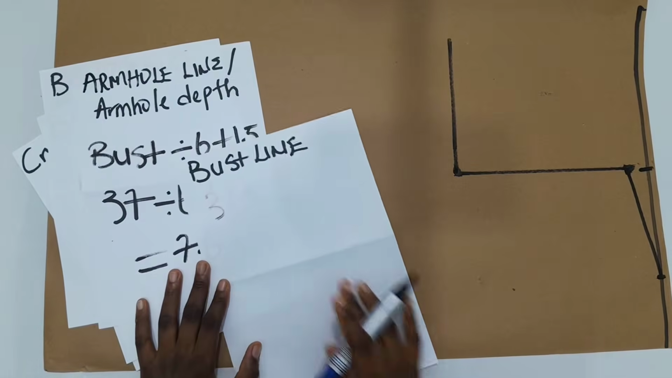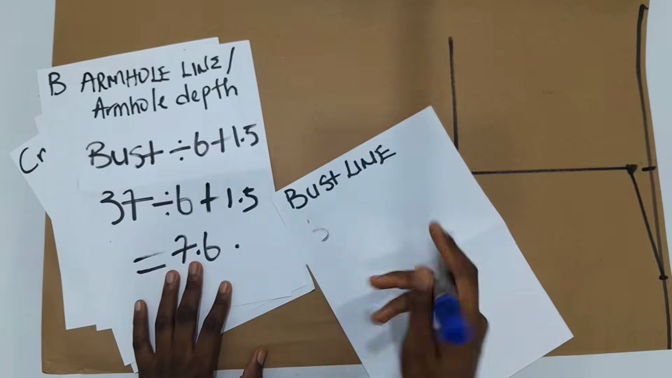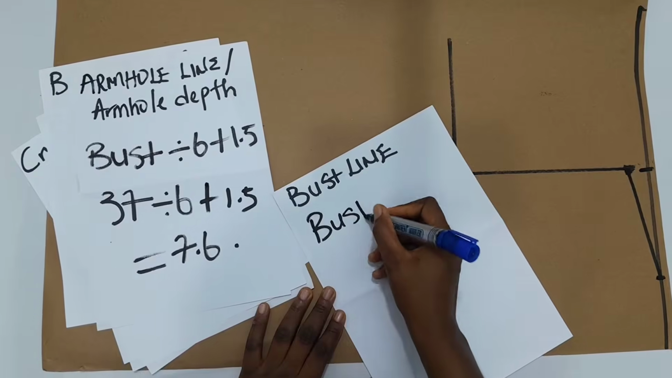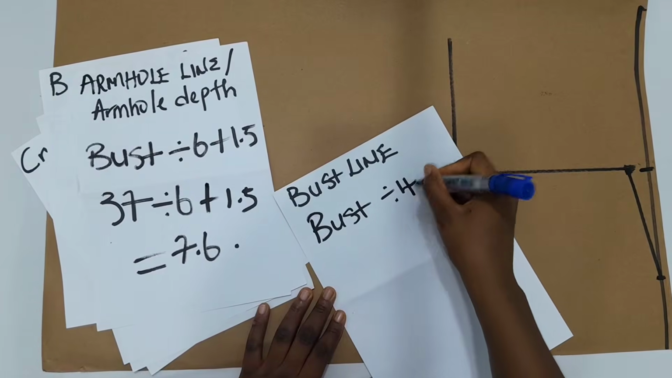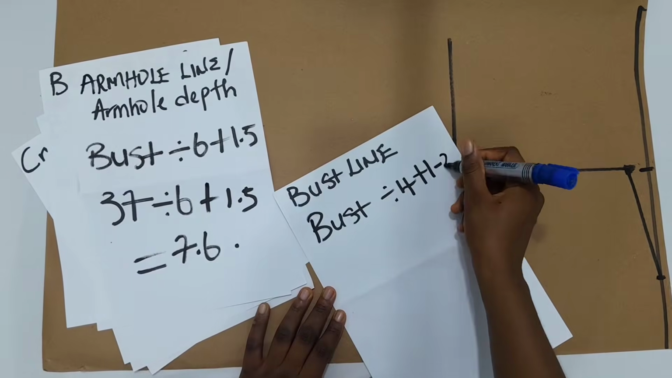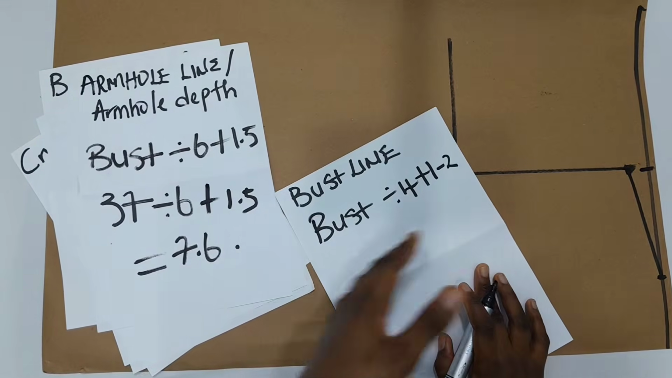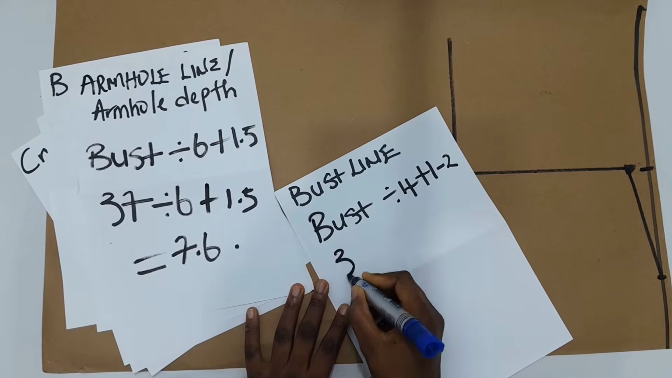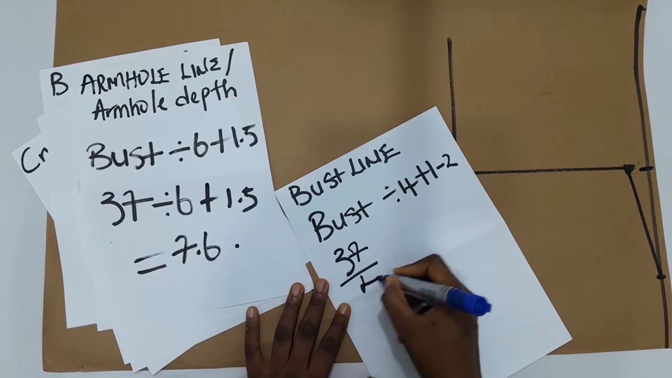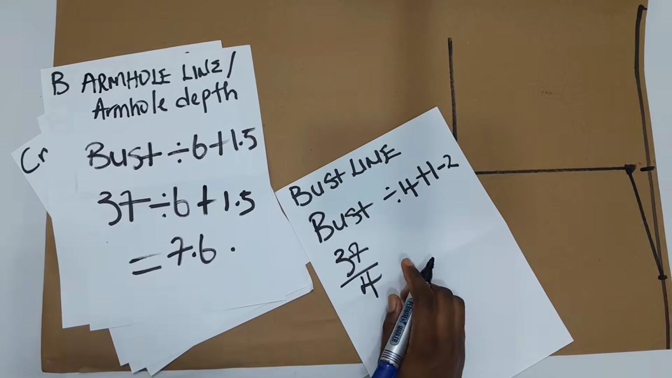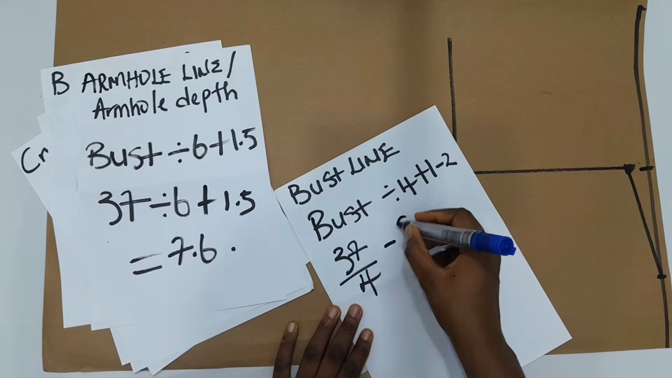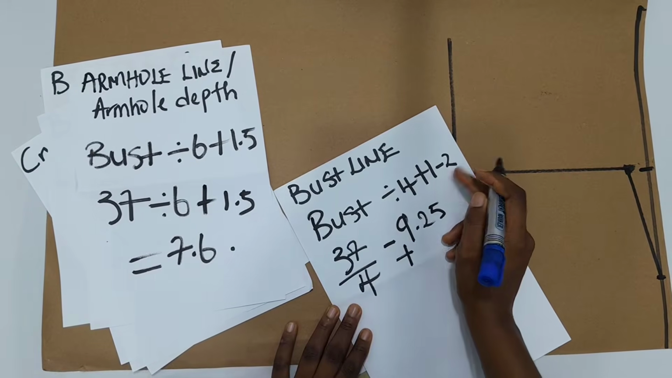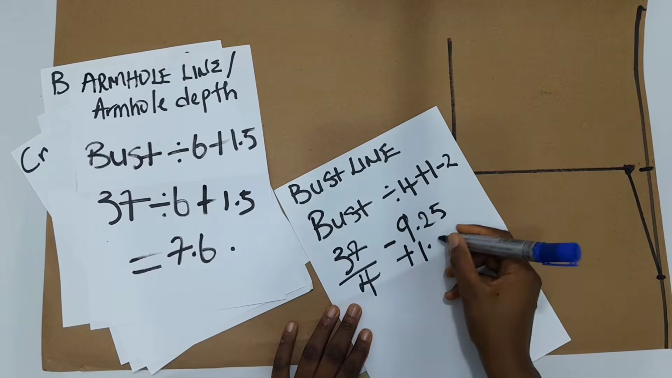So next, I'm going to get my bust line. So for your bust line, it is your bust measurement divided by 4 plus 1 inch to 2 inches. So you can either add 1 inch or 2 inches. So let me explain. My bust measurement is 37, and I'm going to divide 37 by 4. So 37 divided by 4 gives me 9.25. So I'm going to add 1 to 2 inches to it. So I'm going to pick 1.5.